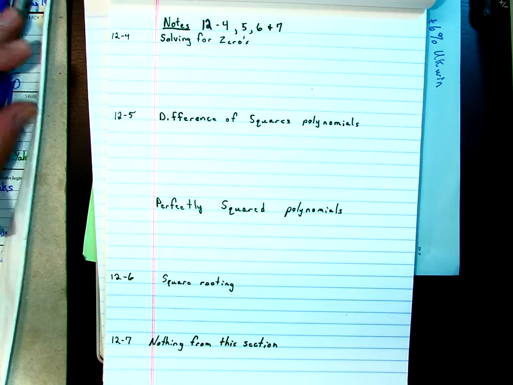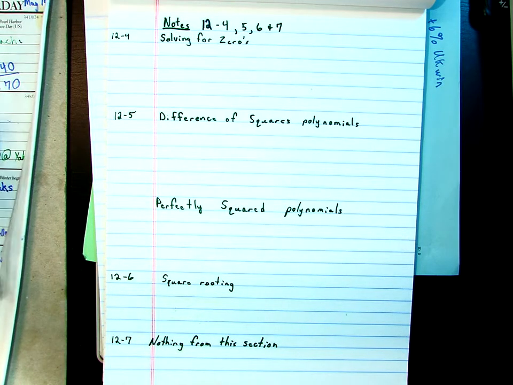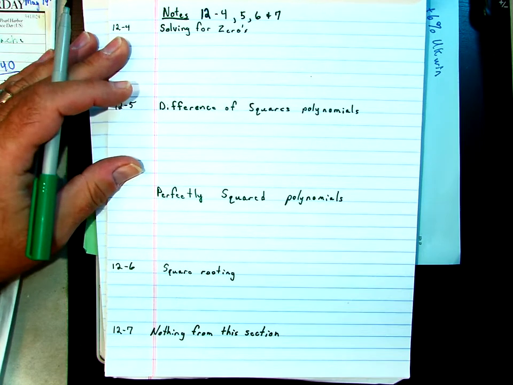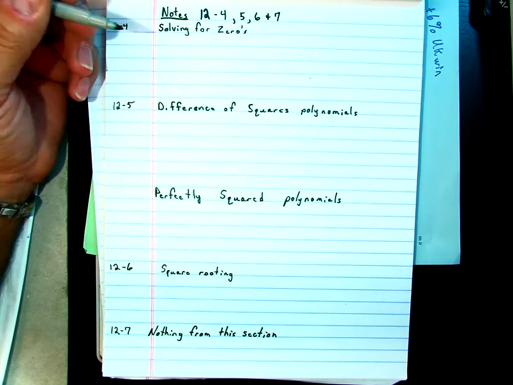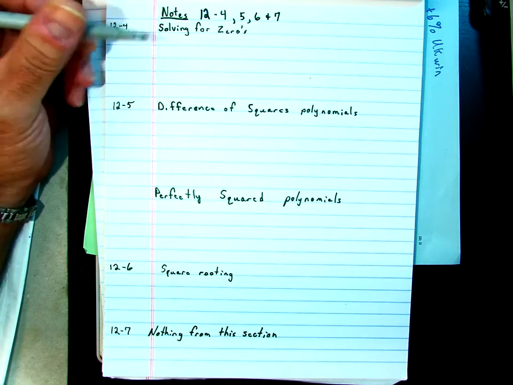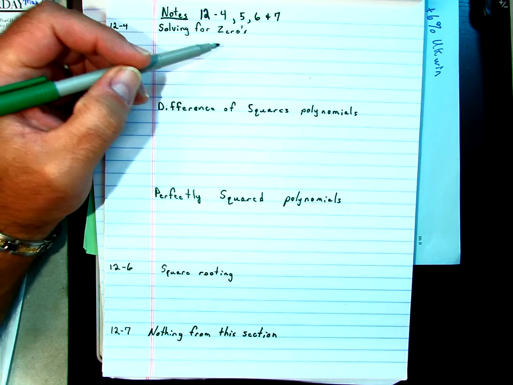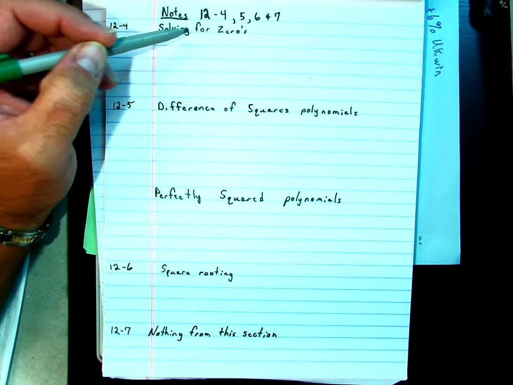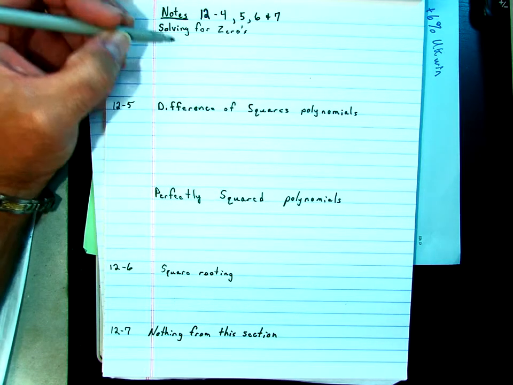Okay, so today we're going to do notes 12.4, 12.5, 12.6, and as you can see, 12.7, there's nothing from that section. So, quick review from 12.3: you were supposed to ask yourself that same question. We asked what multiplies to the end number, and then we read the addition or subtraction sign next to it to the middle number.